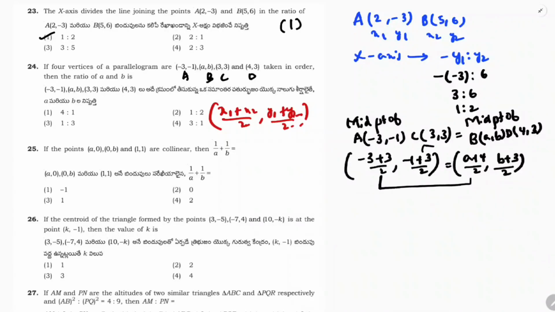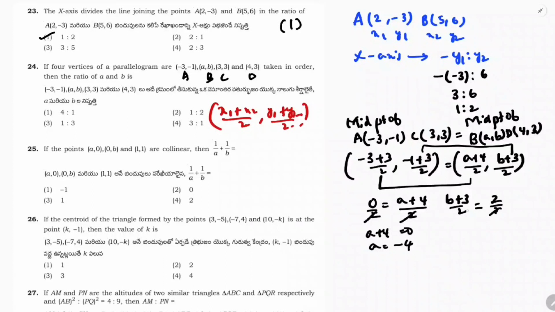So I'll equate abscissa with abscissa and ordinate with ordinate. Minus 3 plus 3 by 2 is 0 by 2, which is 0. a plus 4 by 2 is 0, the 2 cancels. So a plus 4 is 0, a equals minus 4. In the same way, b plus 3 by 2 equals minus 1 plus 3, which is 2, by 2, the 2 cancels. So b plus 3 is 2, b is 2 minus 3, b is minus 1. So a, b is minus 4 comma minus 1. They are asking the ratio of a and b. So minus 4 is to minus 1. So the answer is 4 is to 1. So the correct option is 1.